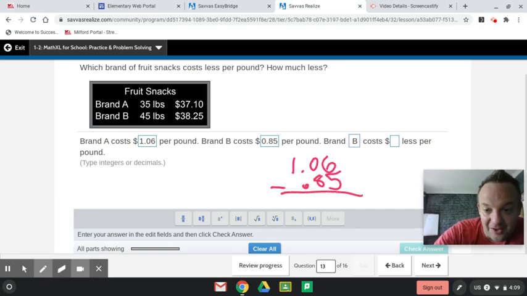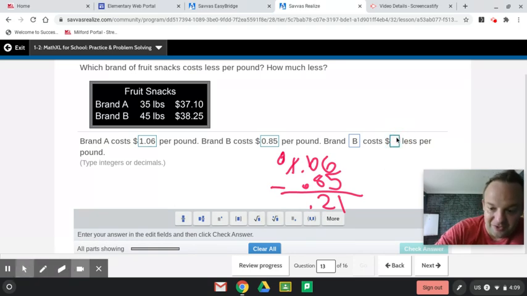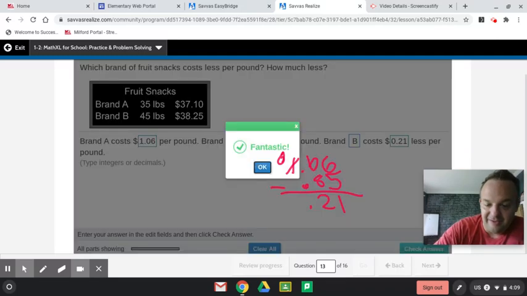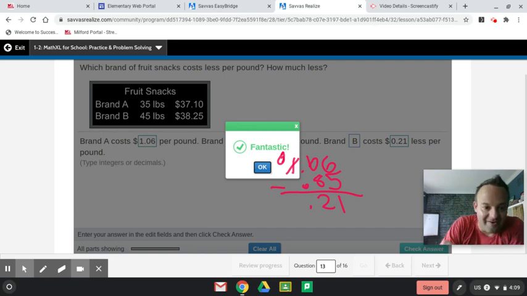Oh boy. Good thing you're here seeing this, guys. 21 cents less per pound. Oh boy, I hope this works, guys. 21 cents. Yes! We did it! Oh, I was worried on that one.